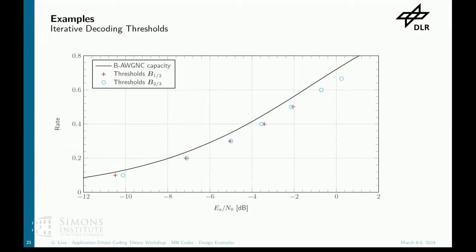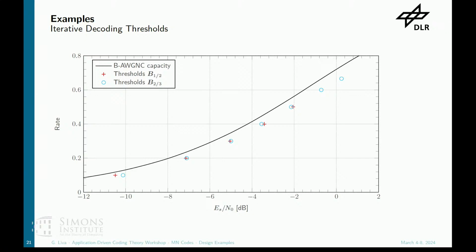So let's see the thresholds compared to the Shannon limit as a function of signal-to-noise ratio, energy per coded symbol over single-sided noise power spectral density. What we can see is that with these two base matrices, in both cases, we are able to operate over a wide range of code rates within 1 dB from the Shannon limit.